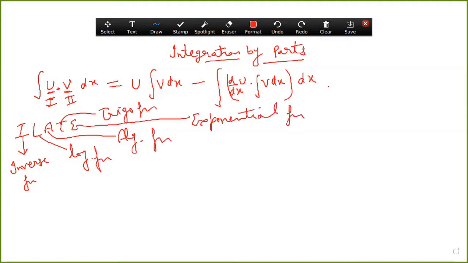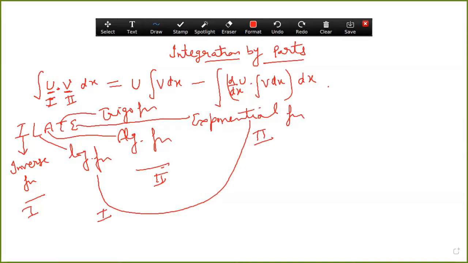Suppose two functions are given, inverse and algebraic. Inverse comes first, it means you have to take the inverse function as first and the algebraic function as second. Suppose log and exponential functions are both given, then you choose the log function as the first function and the exponential function as the second function. This is the way to select the first function and second function.